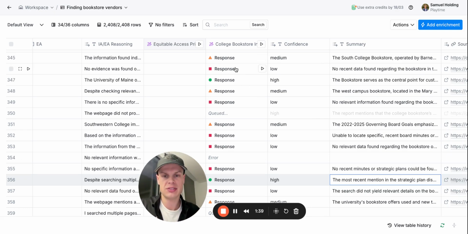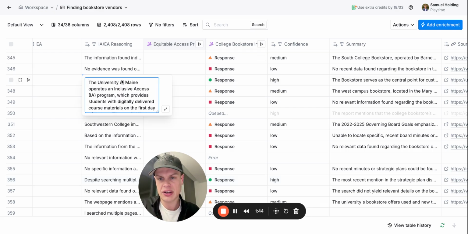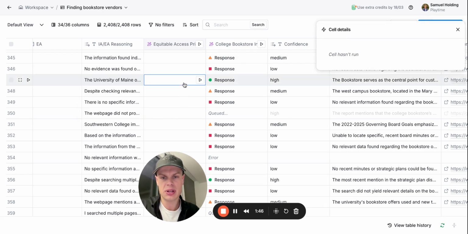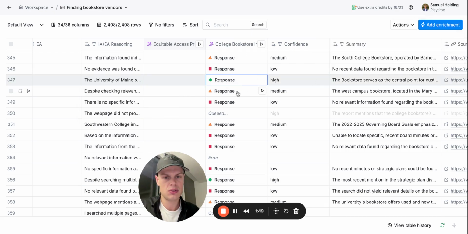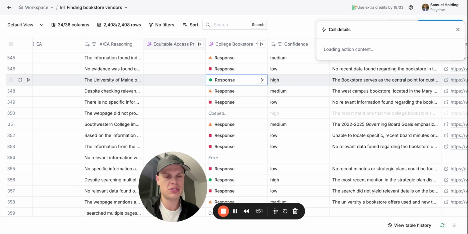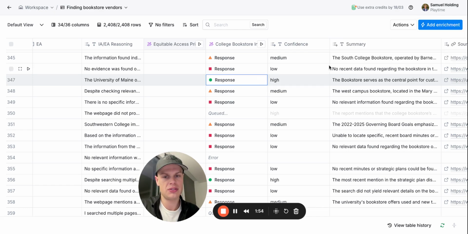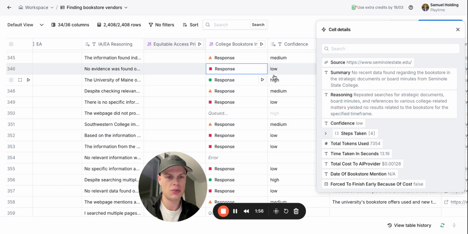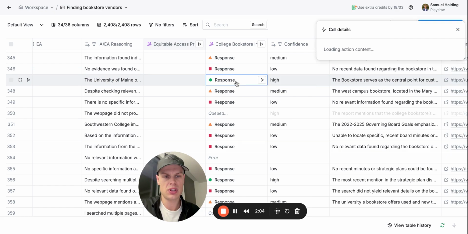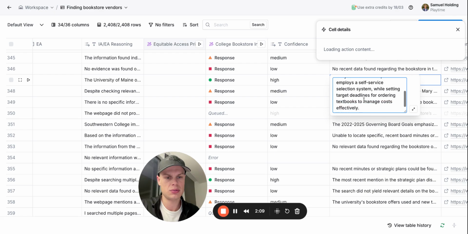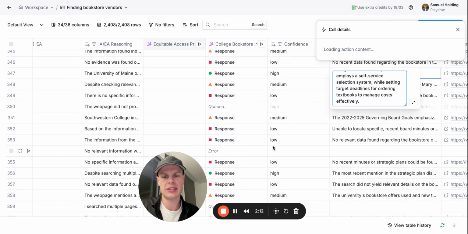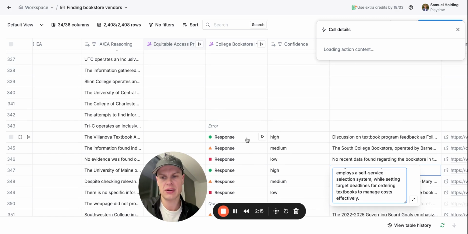Well, looks like we got an error there and some still running, but let's take a look. So this one, the University of Maine, I hope that it loads now. Let's do this one. So Seminole State School in Florida, no recent board minutes on the bookstore. Okay, fine. This one here, the bookstore services join. Not really any clear buying signal, and these notifications here are helpful for that.